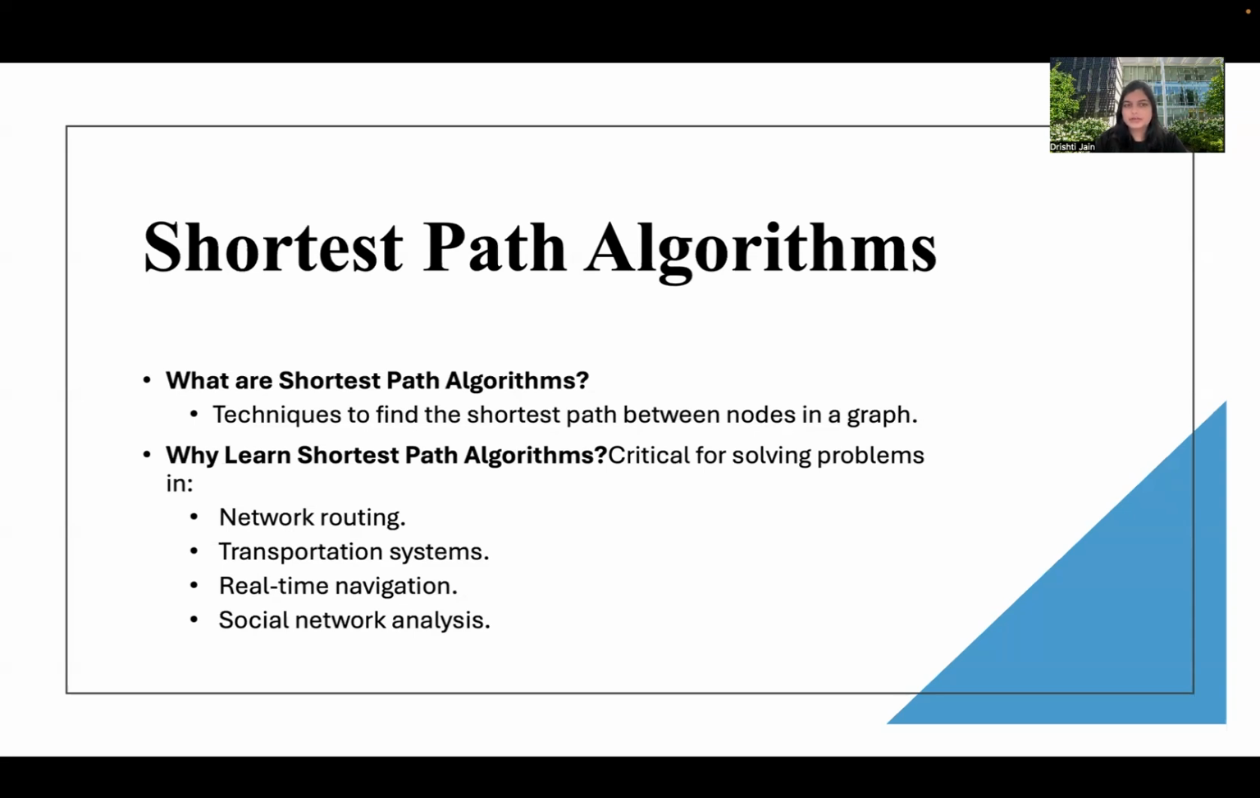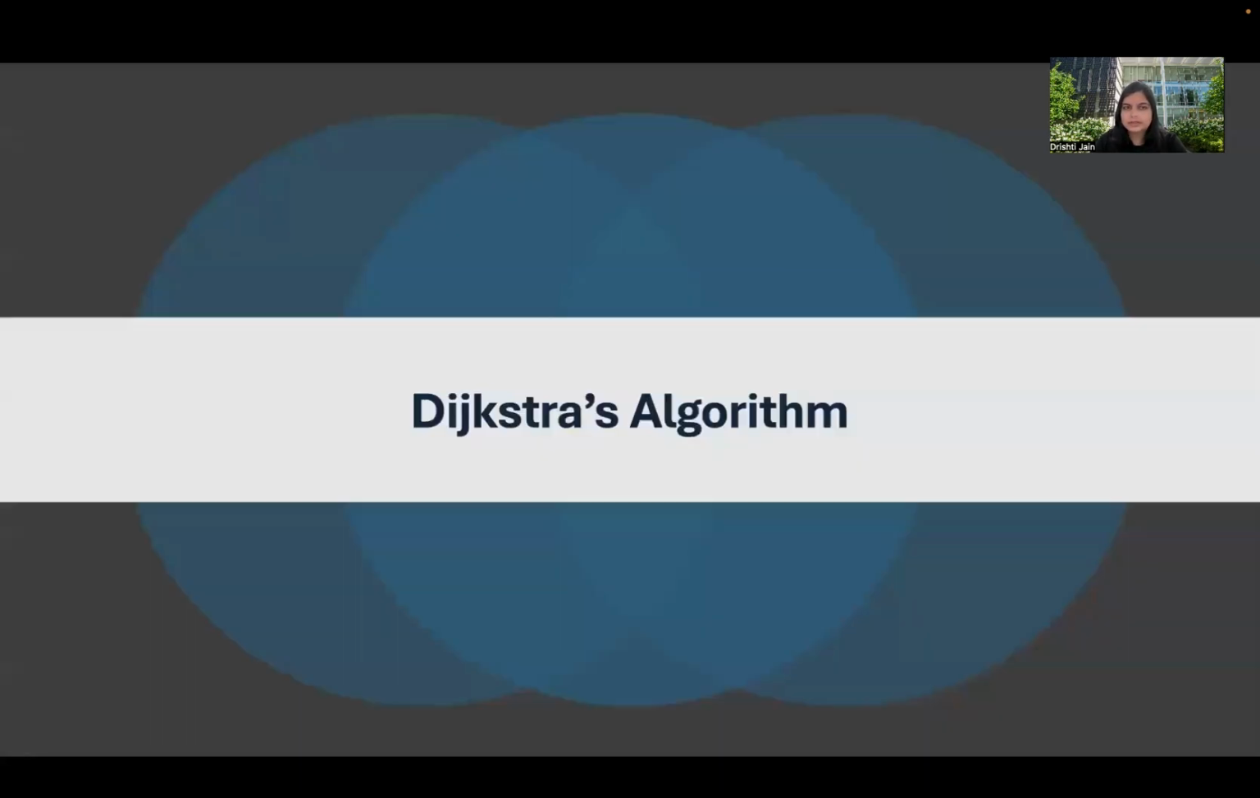Firstly, they're critical for solving problems in network routing, transportation systems, real-time navigation, and social network analysis. There are a number of applications wherein you would want to find what is the shortest path between two given points. Now, this can be in a network, in transportation, in navigation, in maps, or in social media in order to find how near or far 2 points are in social media to understand will the same content be relevant to a particular person who's connected to the other person or not.